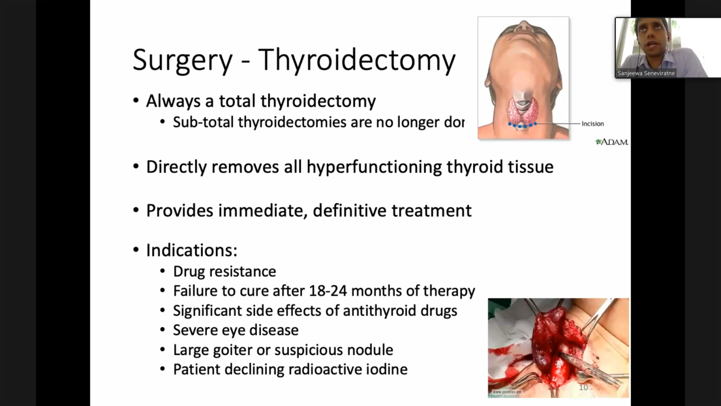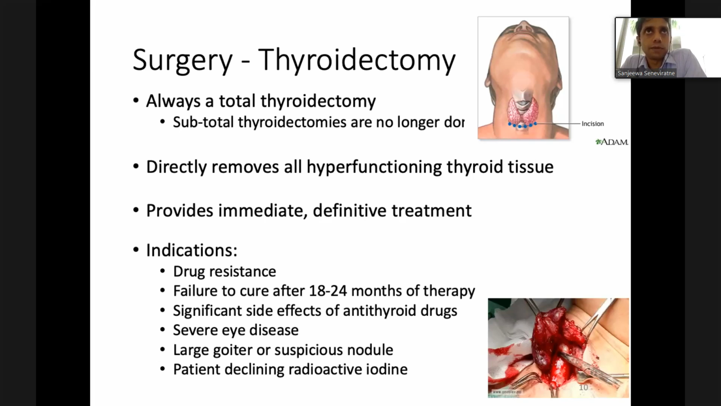So it is not the primary modality of treatment, although some people consider early surgery as an option, but commonly surgery is not used as the primary treatment modality, but as a secondary or definitive treatment modality in patients who do not respond to medical therapy plus or minus radioactive iodine therapy. So I have given here some of the indications for thyroidectomy in patients with Graves. This is a surgical removal of the thyroid. For example, one condition is drug resistance.